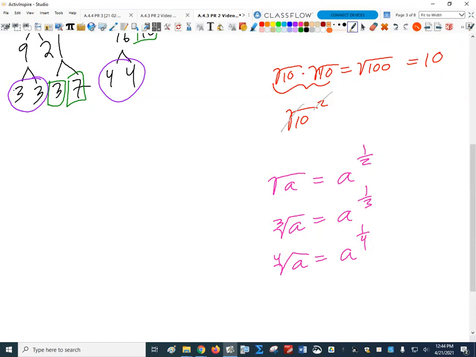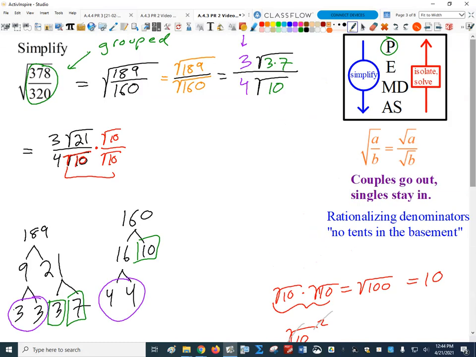Okay, so yeah, you can always write any radical as a fractional exponent. And that's why it counts as an exponent. All right, so then we get a 10 out of this, right? So this whole thing multiplies to a 10. And now we can just multiply straight across.